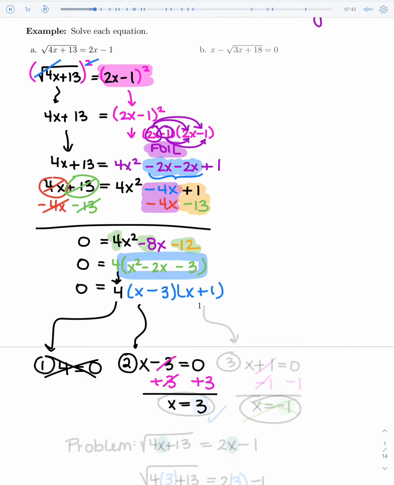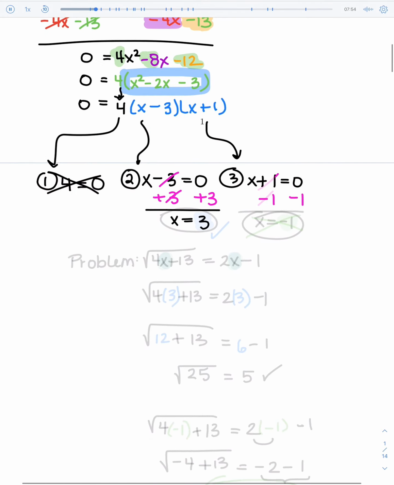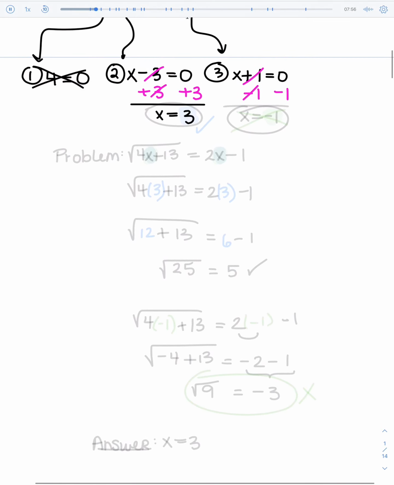So let's see, continuing along, let's set the last thing equal to 0, which is your x plus 1. Setting that equal to 0 means that we would subtract 1 from both sides of the equation, which would get us the fact that x equals negative 1.